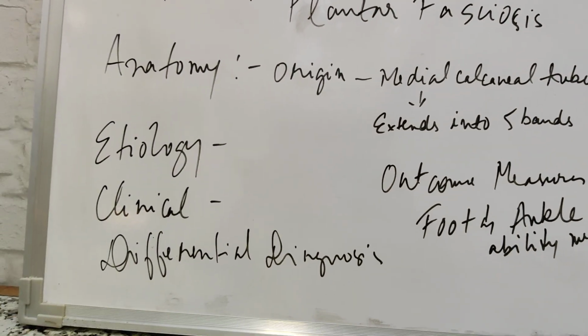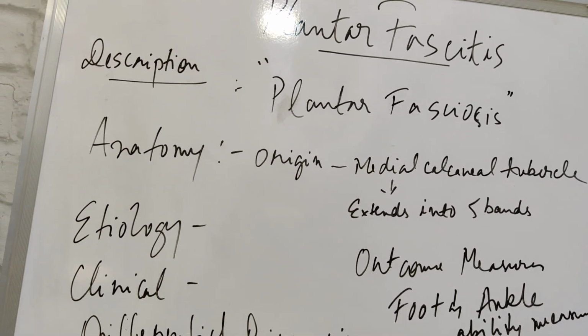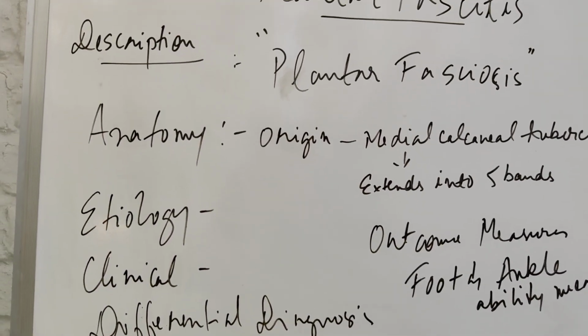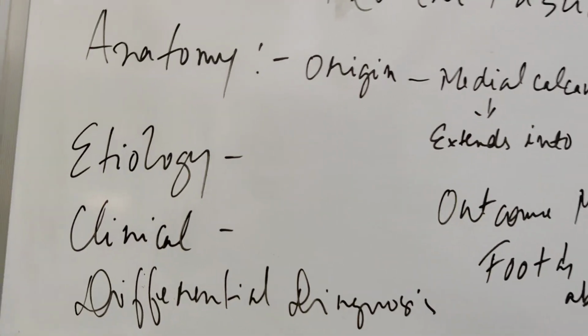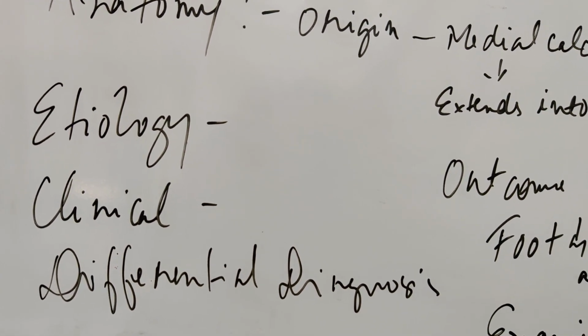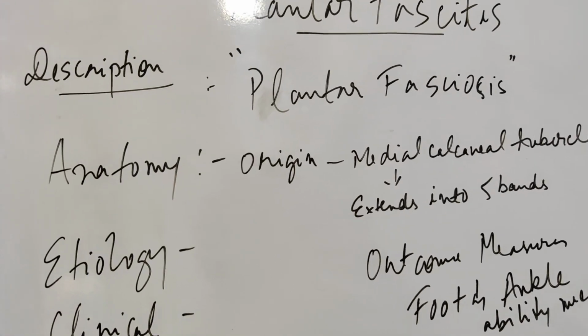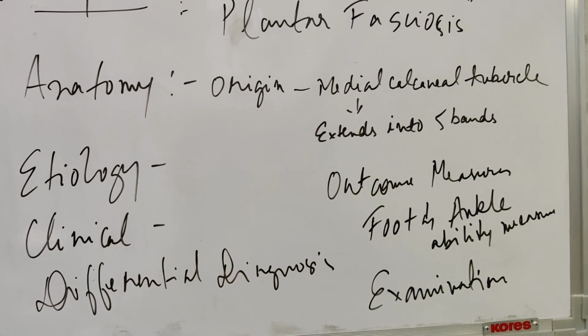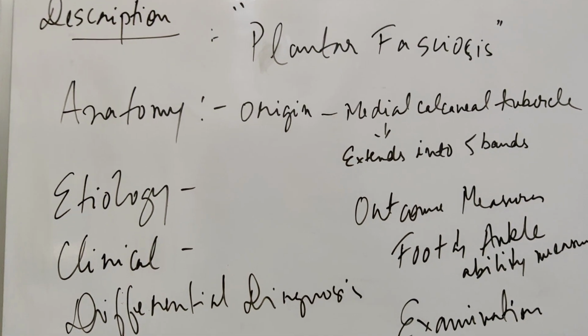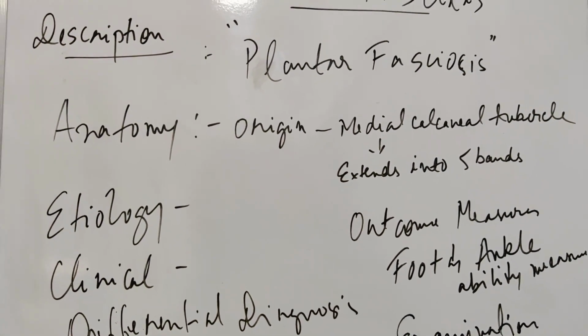Now, the important thing is on examination. So on examination, we'll find a reduced ankle dorsiflexion. Maybe the patient is obese, or has work related weight bearing.